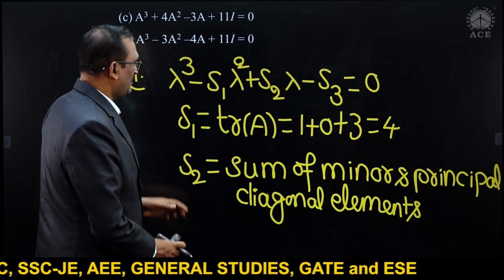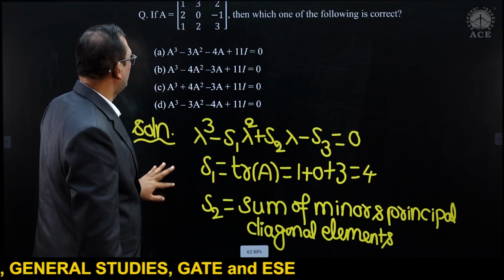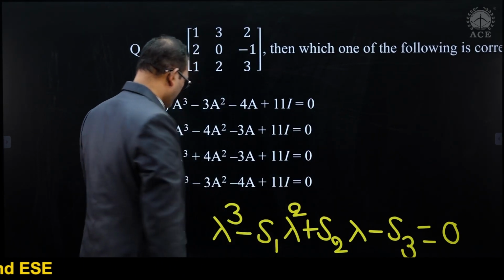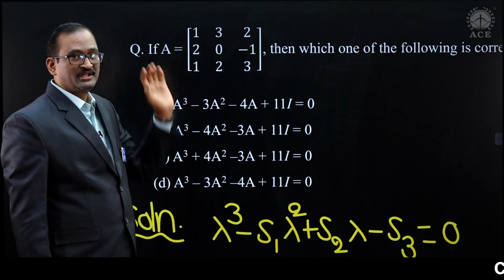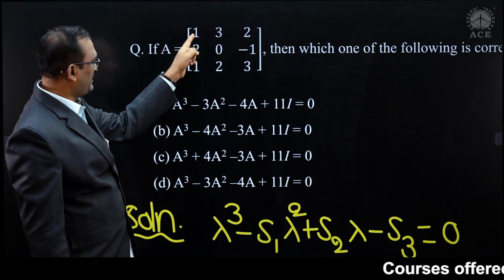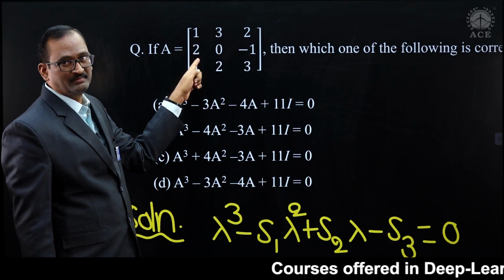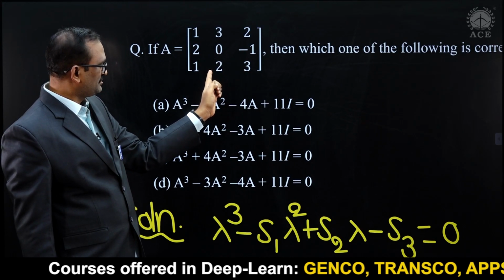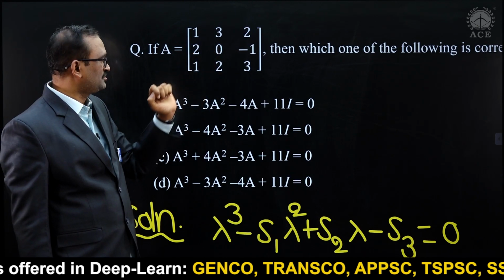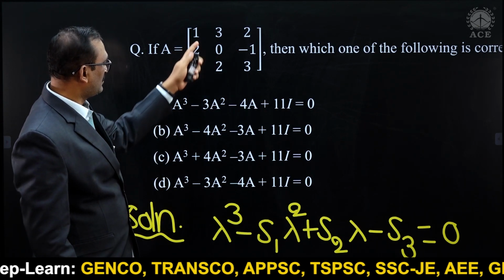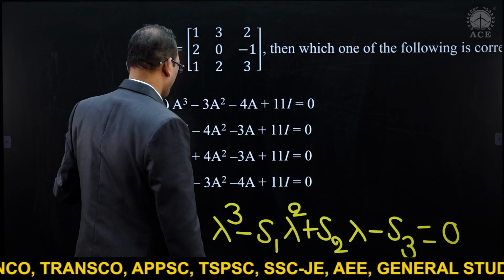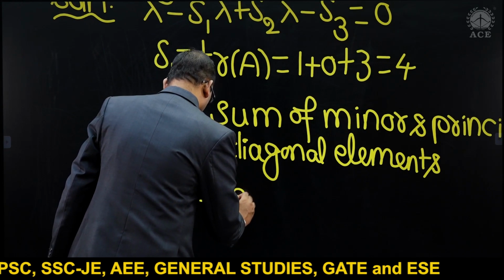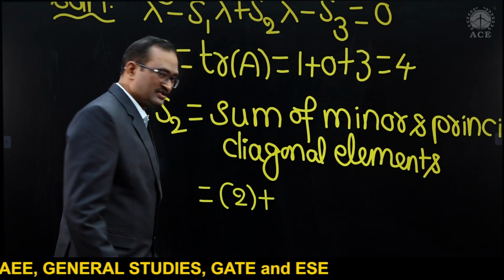Now let us find sum of the minors of principal diagonal elements. Now first of all, you observe, these are the principal diagonal elements. To find the minor of this element, delete the corresponding row, corresponding column, and find the determinant of remaining elements. That is 0 minus 2 into minus 1, minus 2. Minus 2 into minus symbol, plus 2. So minor of 1 is plus 2. Let us find the next minor.